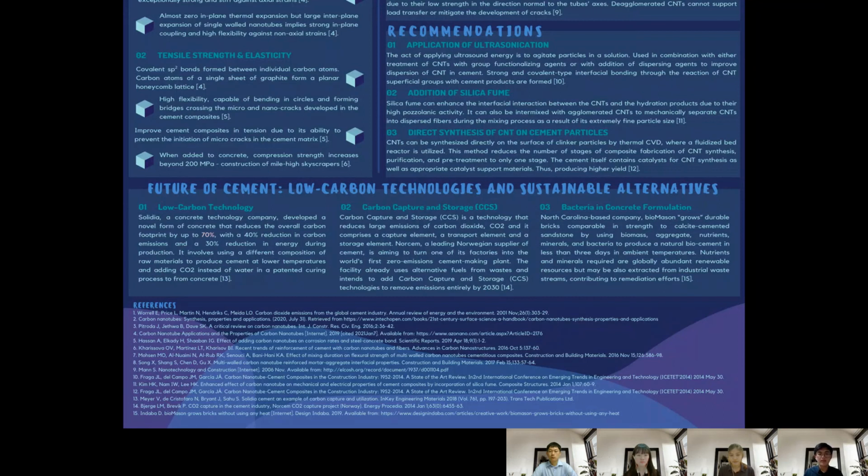It is a technology that reduces large emissions of carbon dioxide, and it comprises a capture element, a transport element, and a storage element. Norcem, a leading Norwegian supplier of cement, has a vision of zero emissions from concrete, seen in a life cycle perspective by 2030. This vision will be realized through the development of new types of cement and by increasing the percentage of alternative fuels and carbon capture in cement production.